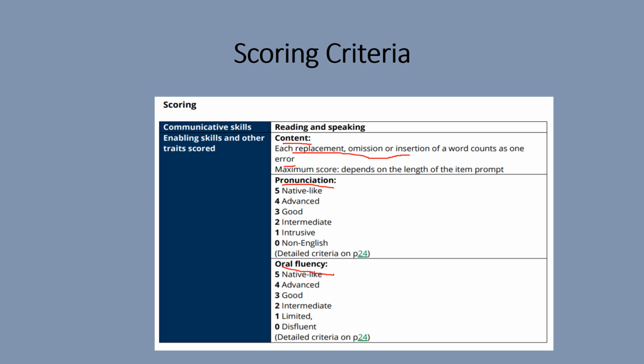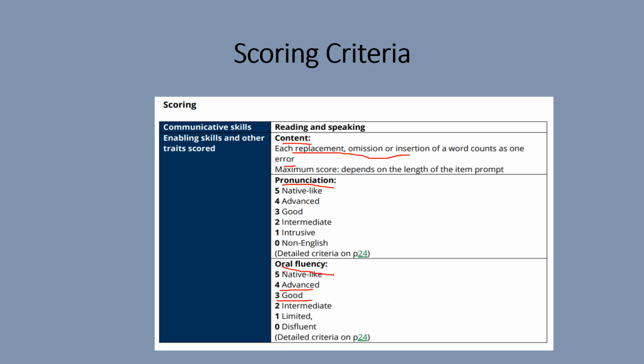After pronunciation, the next thing is oral fluency. Oral fluency is how fluently you speak without any pause, and wherever stress is needed, you put the correct stress. That is very important. On the basis of that, you get marks: 5 marks for native-like, 4 marks for advanced, and 3 for good. Some people have a misunderstanding that if we speak fast we will get more marks, which is absolutely wrong. You have to be in place.